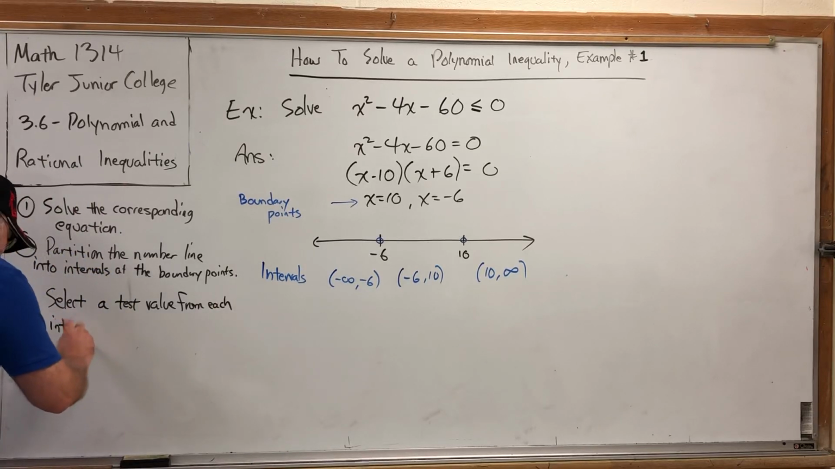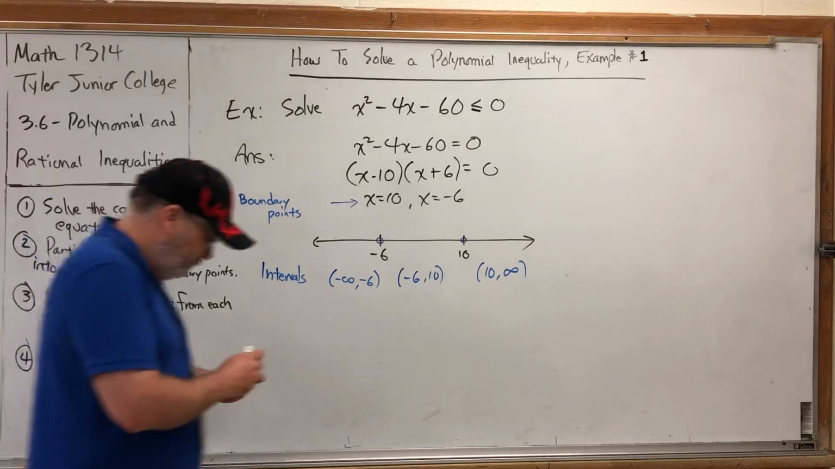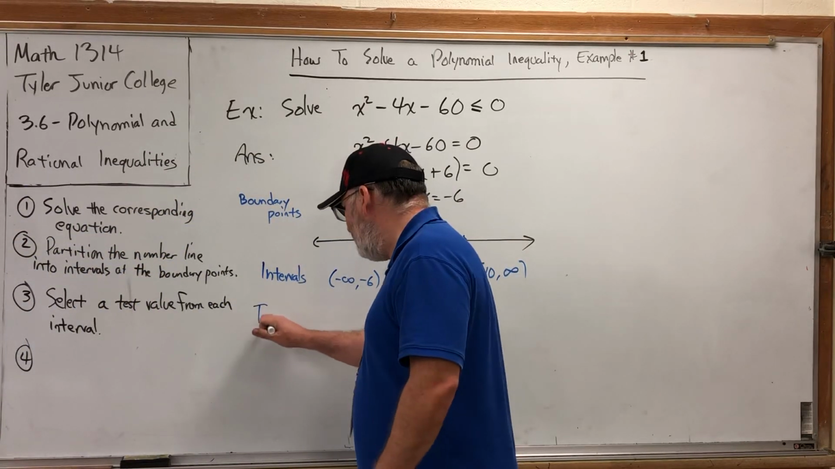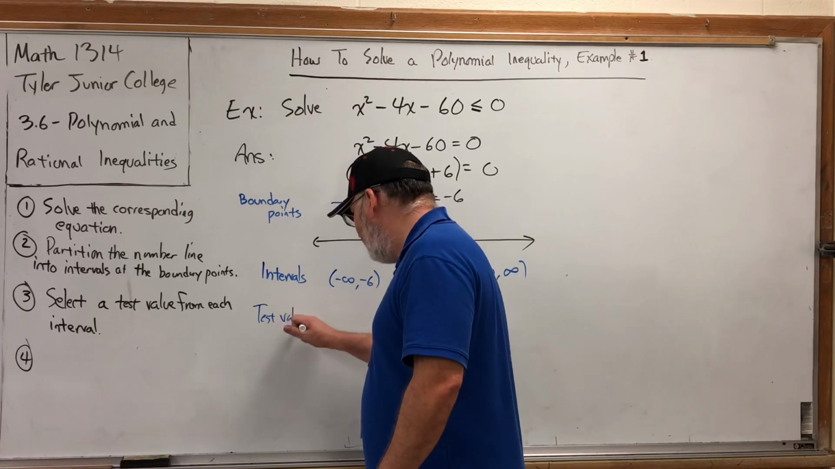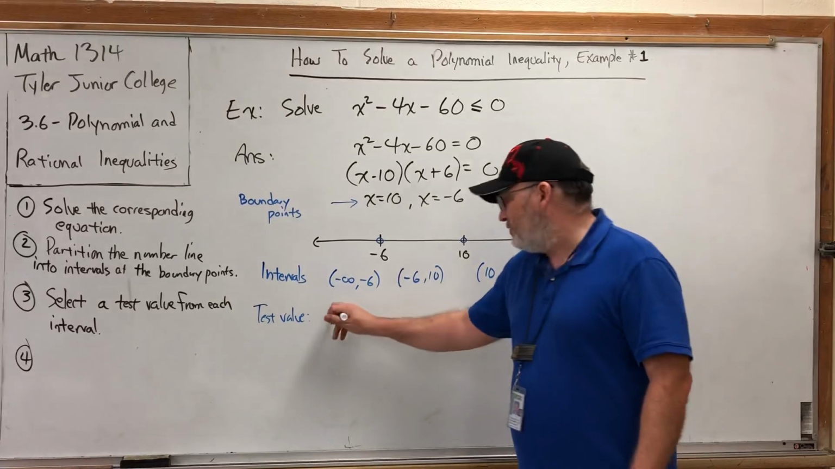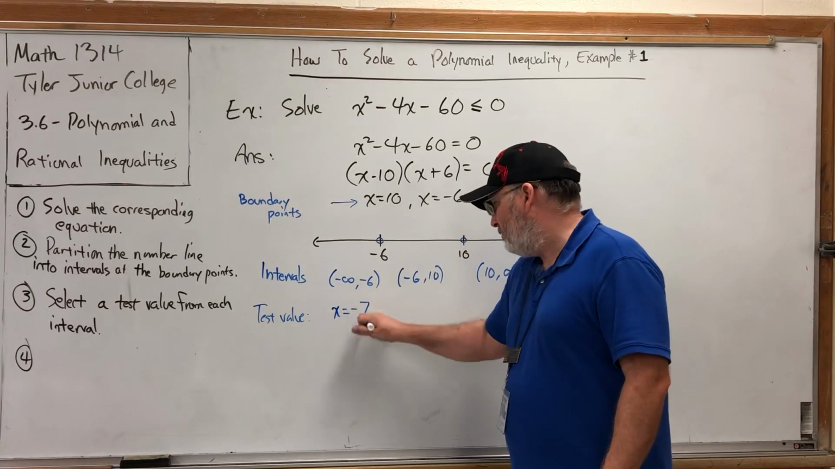And I can tell you right now, this will have more than 4 steps. I'm not sure where I'll only put 4. So we need to pick a representative, if you will, a test value. Anything to the left of negative 6 would work here. Let's pick x equals negative 7.